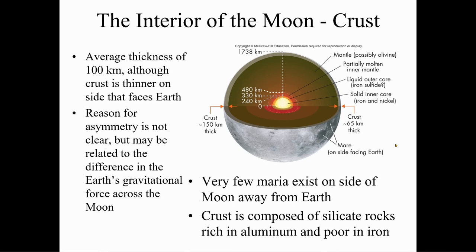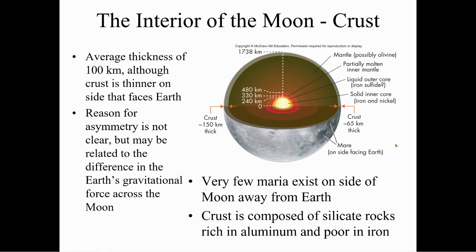The crust, the average thickness is about 100 kilometers, although the crust is thinner on the side that faces the Earth. The reason for the asymmetry is not clear, but may be related to the difference in the gravitational force across the moon, the Earth's gravitational force. We think the crust is thinner on the side that faces the Earth because Earth's gravity affects it and possibly has pulled some of it off. Because remember, there's not much gravity there.